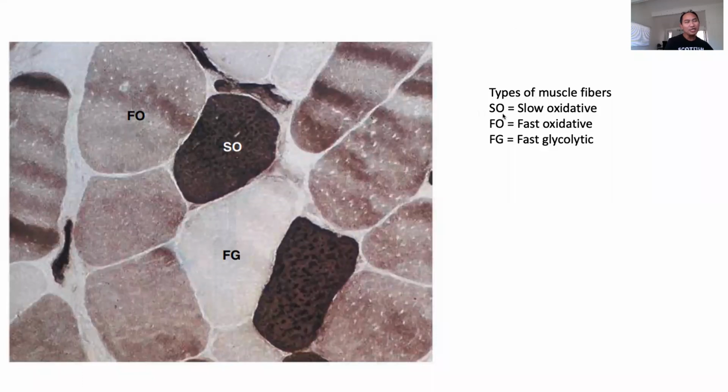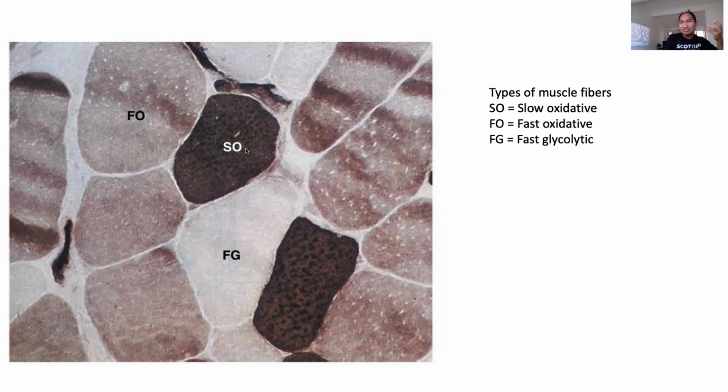So let's start with the slow oxidative fibers. Slow oxidative fibers are, as we say, slow to contract, and their main source of energy is oxygen, which means as long as we are alive, we have a constant supply of oxygen in our body, and therefore these muscles will not have any depletion in the source of energy, and therefore these muscles will contract for a long time.